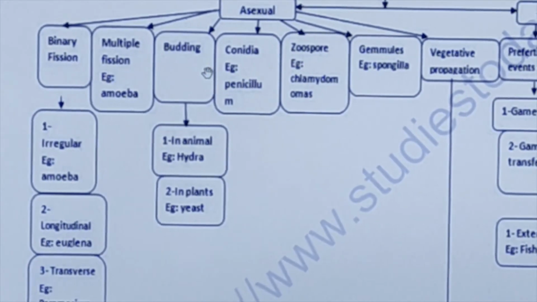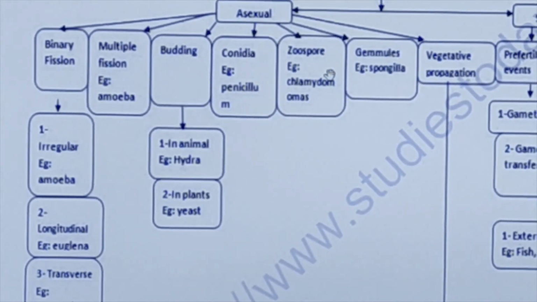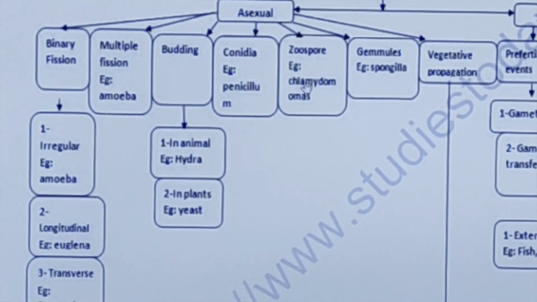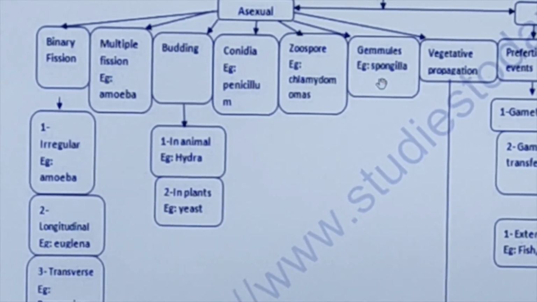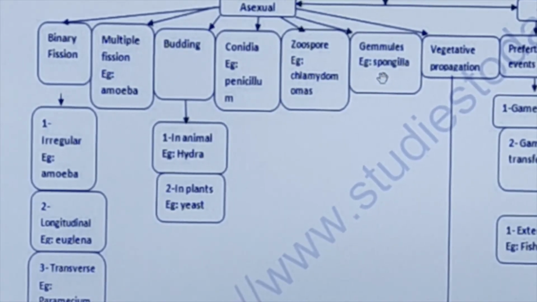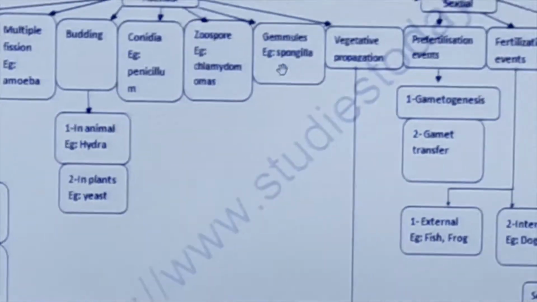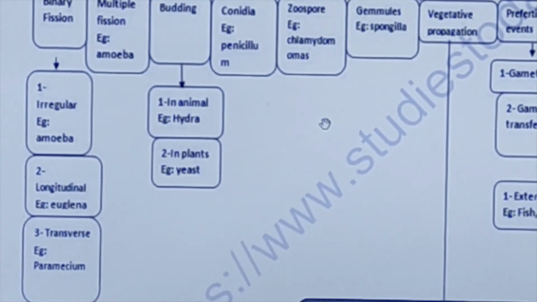Next is budding, which we have seen in yeast and hydra. Then the zoospores, all these are reproductive methods, which include conidia, zoospores and gemmules. Zoospores, you know, are the only asexual motile spores. Conidia are seen in penicillium, and in gemmules we have seen endogenous budding. Which is the exogenous budding? Hydra. Now one more thing here is the fragmentation method and the regeneration method also.